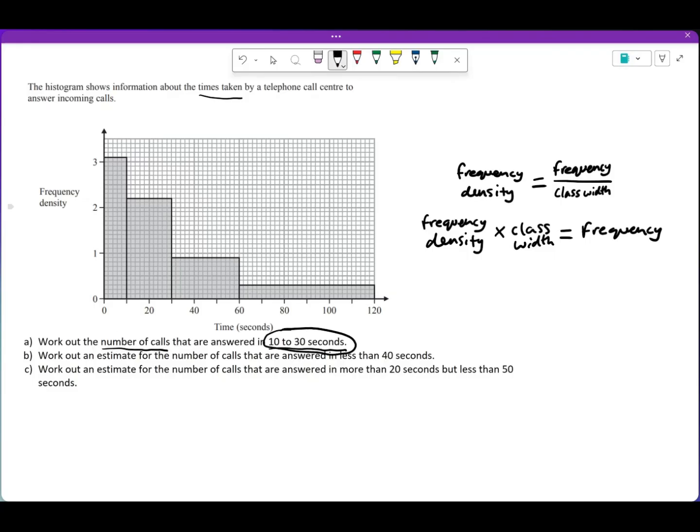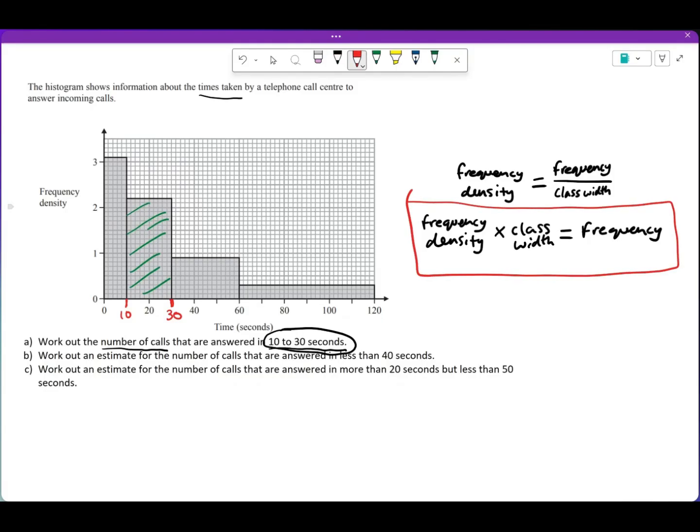So let's go and identify that on my histogram. Where is 10 seconds? Well, that's halfway between 0 and 20, so that's going to be here. And where is 30 seconds? Well, that's halfway between the 20 and the 40, so that is over here. So we need to calculate the frequency between those 2 points. Fortunately, between those 2 points, we have an entire bar. This entire bar represents 10 to 30. So we need to calculate the frequency of that bar. To do that, we need to make use of this formula over here. The frequency is equal to the frequency density times the class width.